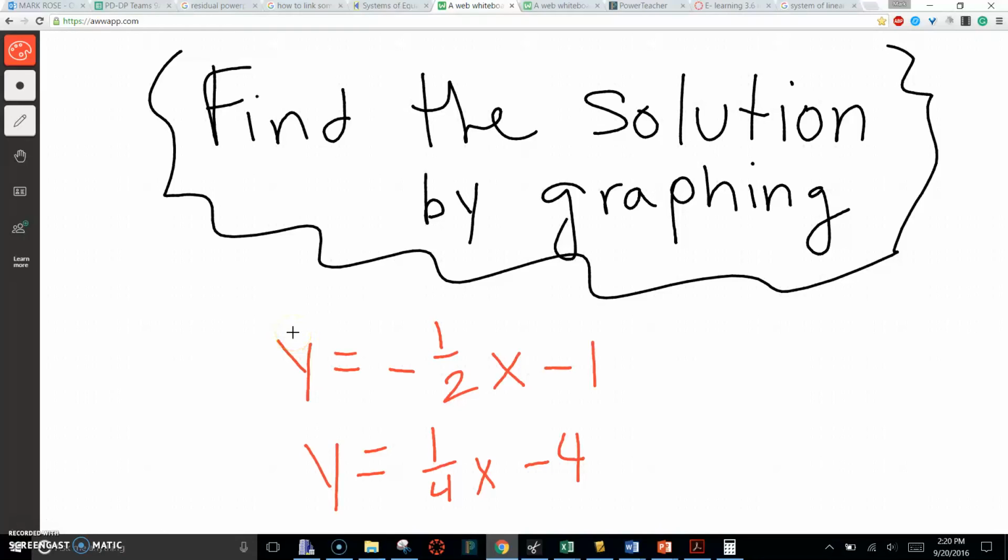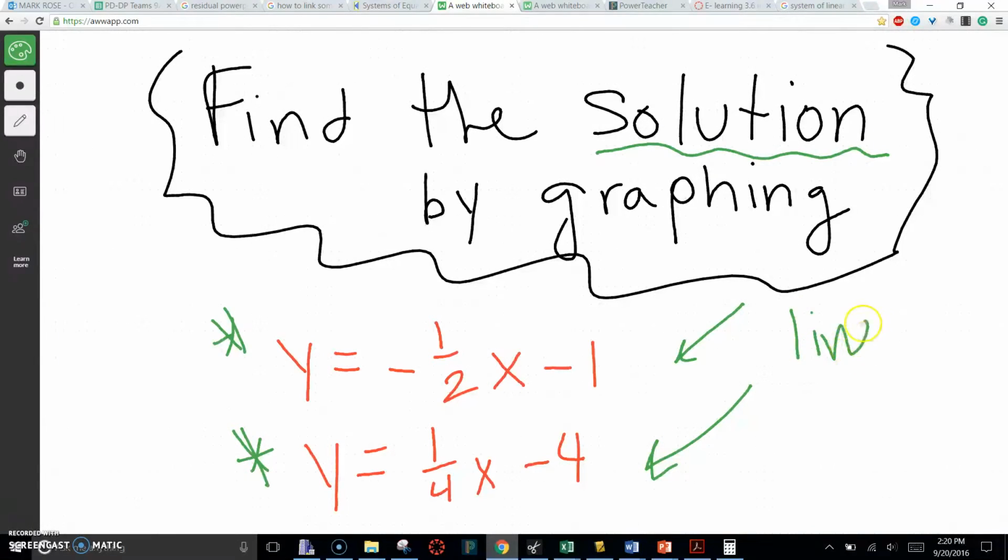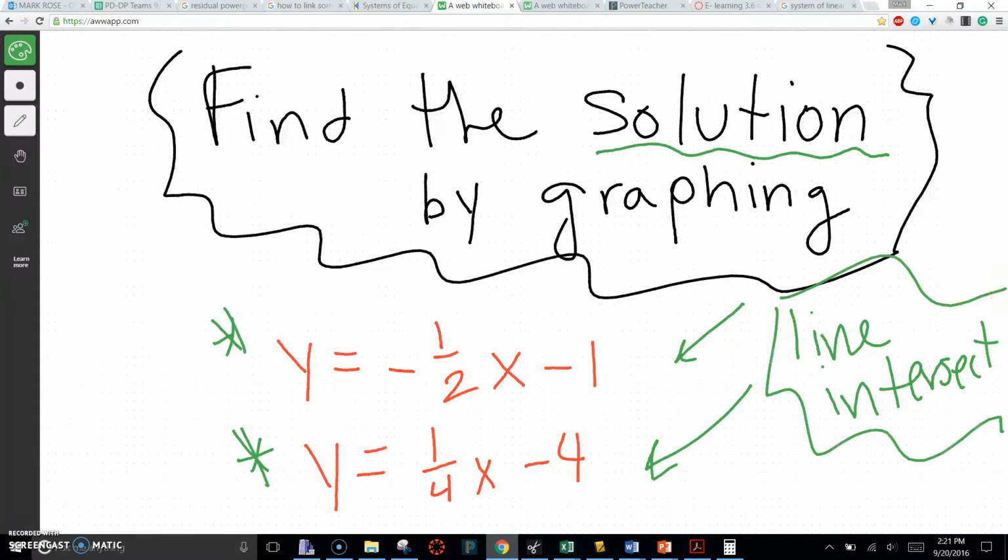Okay, so today we're going to start the new unit, and this is Chapter 3. Chapter 3 is all about finding solutions to systems of linear equations. I know this is a system of equations because I have more than one equation. Basically, when it says we want to find a solution, I want to know when this line intersects this line. That's what we care about in this chapter, is when lines intersect. That's all we care about.